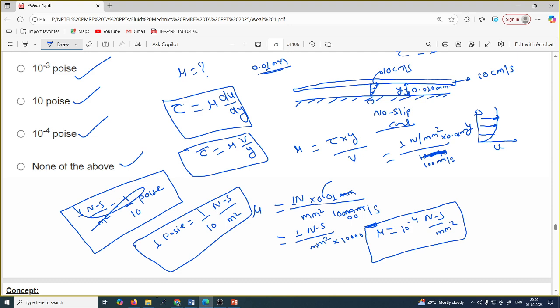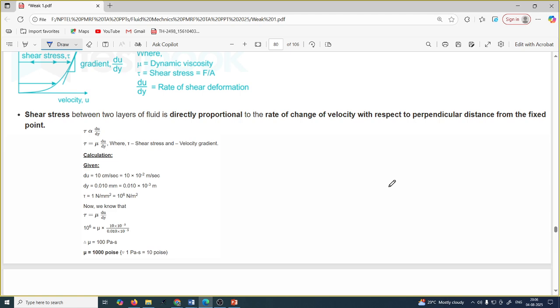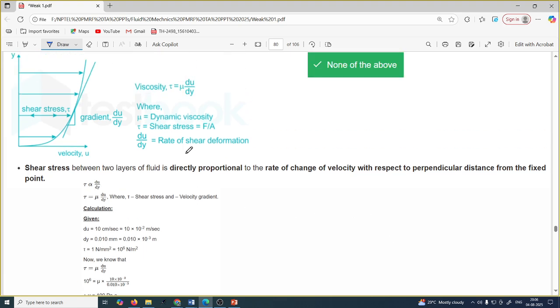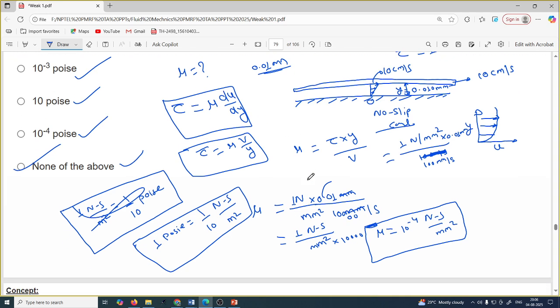So once you put that here, what you will get? Just I want to show you. After the calculation, you will get 1000 poise. So is there any option? No. So none of the above. Option will be none of the above. How you will calculate? This approach, remember.